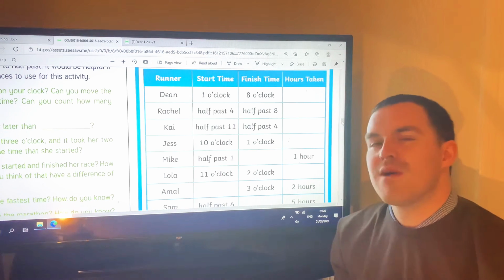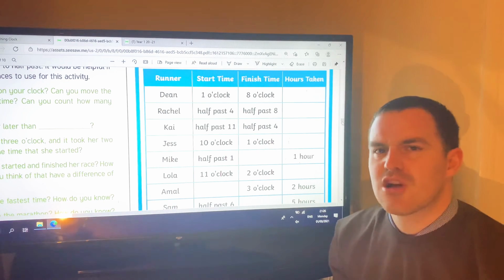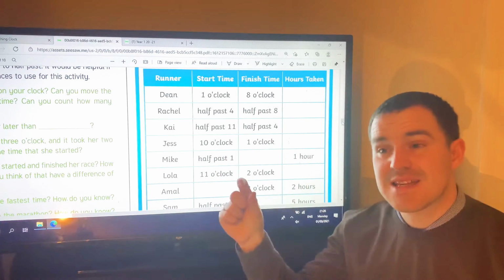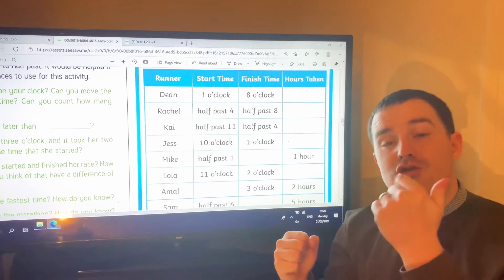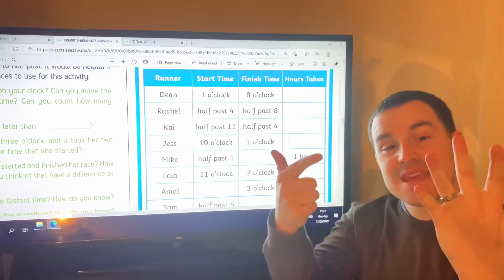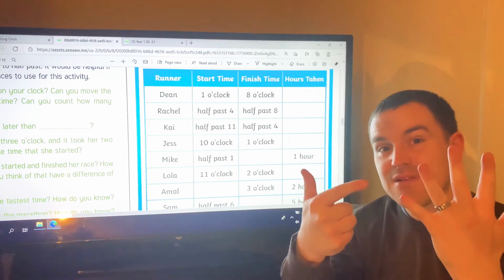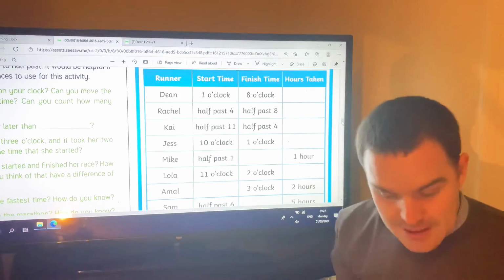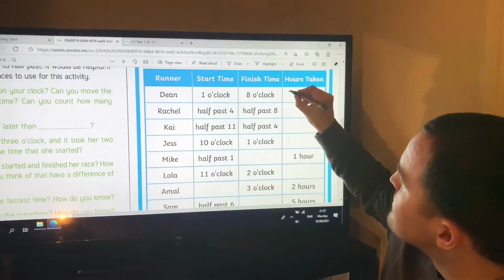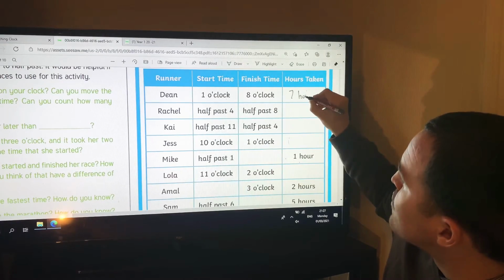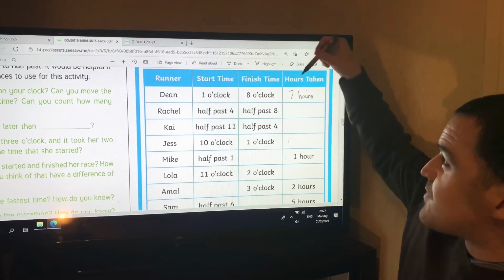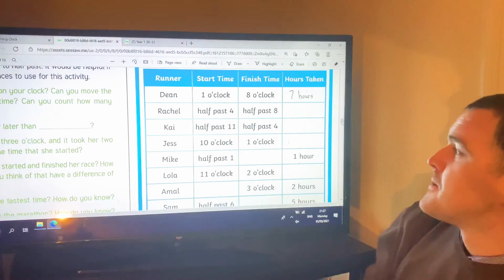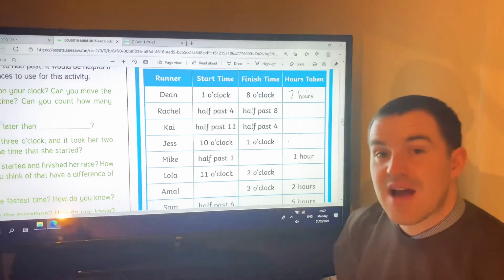If you think you're a whiz and you might not even need your clock, you can count on. So 1 o'clock to 8 o'clock, so I'm going to count on. I've got 1 and I want to get to 8, so I'm going to count on 1, 2, 3, 4, 5, 6, 7, 8. It took me 7. I had to add on 7, so it took me 7 hours. So what I would do is I'd just write on here, 7 hours. If you don't know how to spell it, it's up here, okay? So there are a couple of questions like that. There are some other half-past ones.